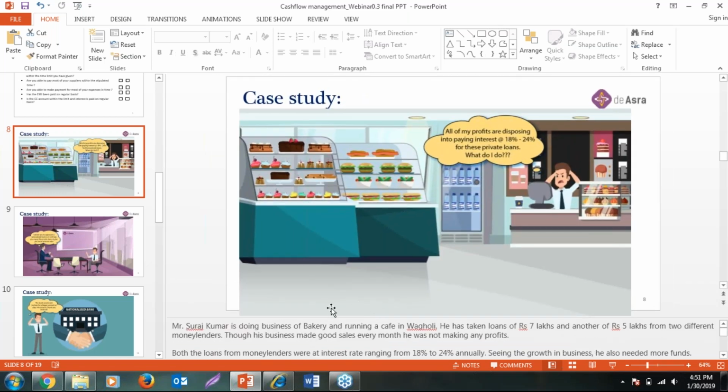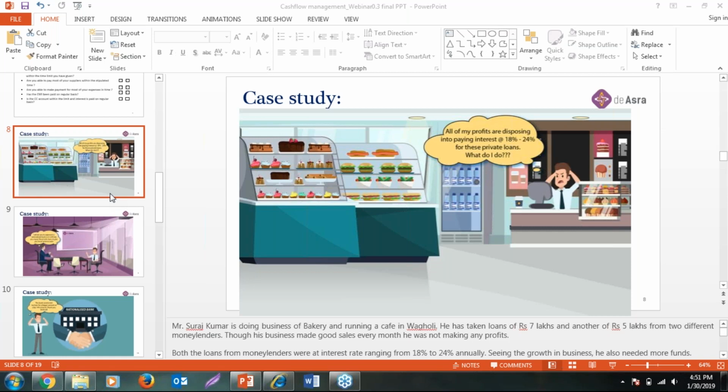And this reduced the interest payout. Of course, this took a few days to get the loan sanctioned. But then we got a solution for him. We approached a bank and we had little time finding the right lender for him. But when the loan was sanctioned, he was really happy because the interest payout also reduced and he ended up paying a much lesser interest rate than he was paying to the private lenders.